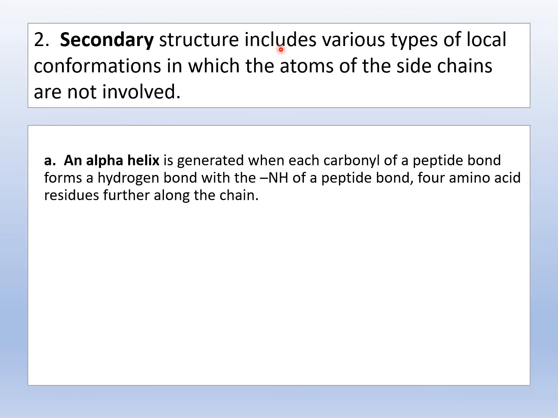Secondary structure again includes various types of local conformations in which the atoms of the side chains are not involved. So the side chains are not involved yet in the bonding here. Alpha helix is one of the types of secondary structure. Alpha helix is generated when each carbonyl, or the C double bond O, of a peptide bond forms a hydrogen bond with the NH of a peptide bond, 4 amino acid residues further along the chain. So let's have an image of that.